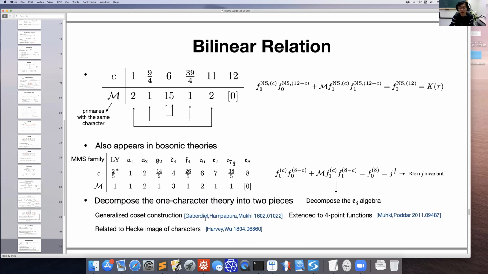So recently there's some investigation of this bilinear relation. In this paper, they propose some generalized coset construction, and recently those authors extended this construction to 4-point functions. On the other hand, this bilinear relation has some relation to Hecke images of characters, which was explained in detail in this paper.